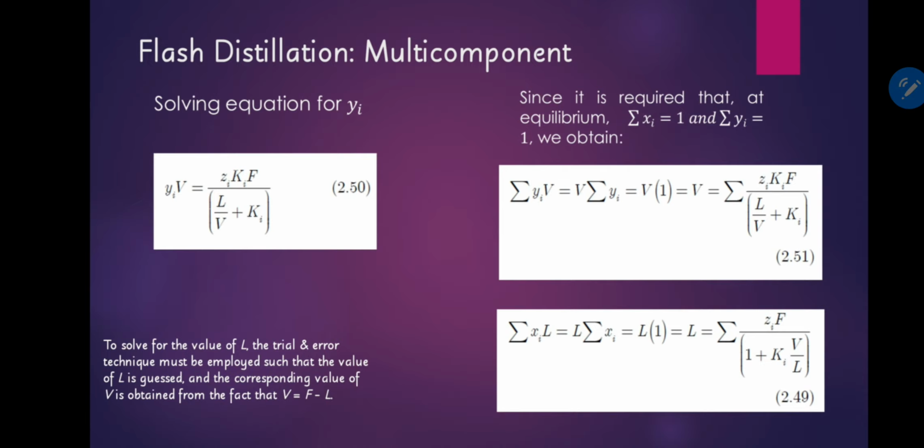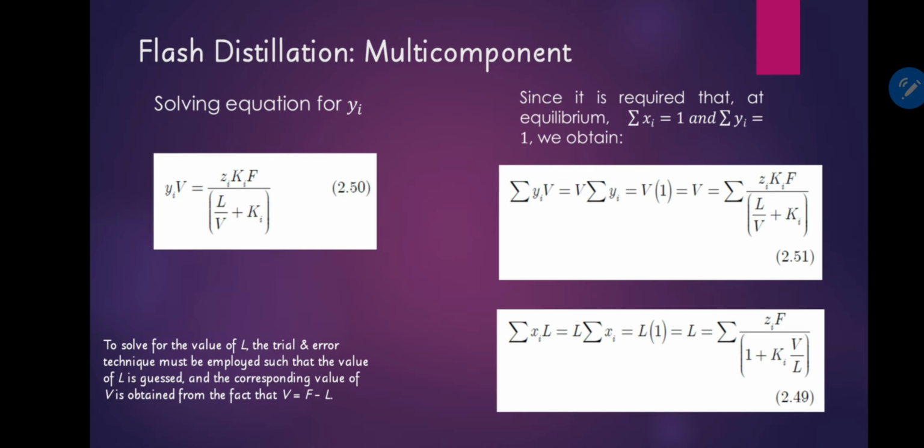So solving for Yi, we have equation 2.50, as you may read there. Since it is equilibrium, even for a multi-component system, the sum of the mole fractions in the liquid phase must be equal to 1 and the sum of the mole fractions in the vapor phase must also be equal to 1. You just need to remember these equations, 2.51 and 2.49.